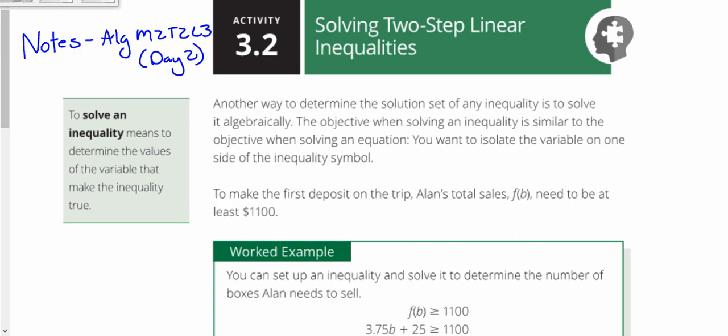All right, and we're still dealing with Alan and his sales of popcorn boxes. In this case, he needs to make a deposit on the trip, and it needs to be at least 1,100. If you remember, in the previous notes we had the equation f of b is equal to 3.75. I kept putting 3.25, so if you wrote down 3.25 in yesterday's notes, make sure you change it to 3.75. Not that it's a big deal, because this is just practice, but it was a little mistake.